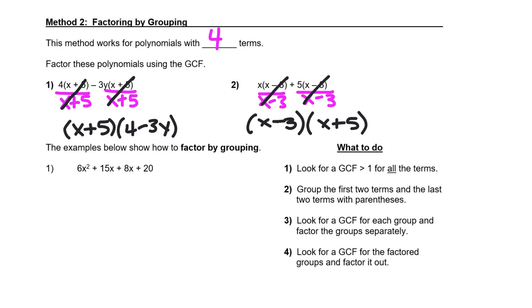So moving on to step 2, we're going to group the first 2 terms together and the last 2 terms with parentheses. You can use parentheses or brackets, whatever works for you. Step 3, we're going to look for a GCF only in the groups. So we're only going to focus on the first 2 terms, 6x squared plus 15x. These 2 terms have a GCF of 3x. So I'm going to factor a 3x out of those 2 terms. So I would have a 2x plus 5 left over.